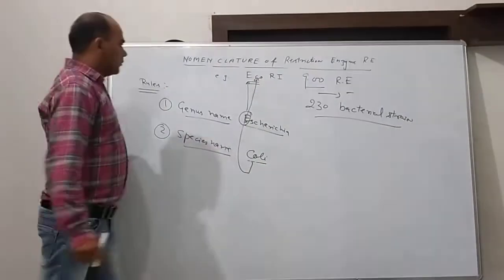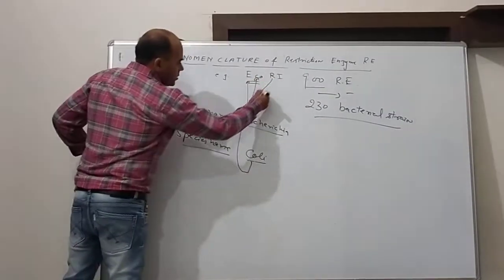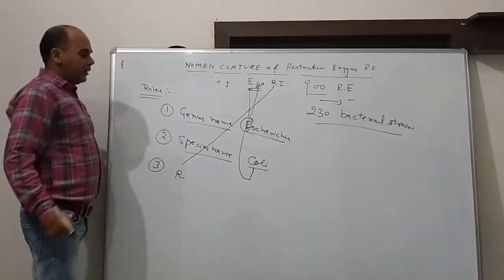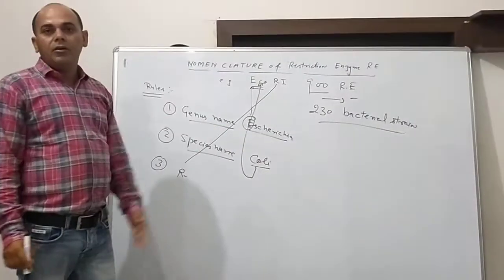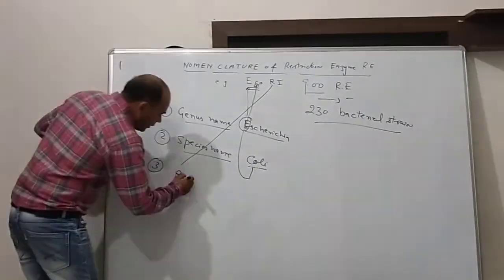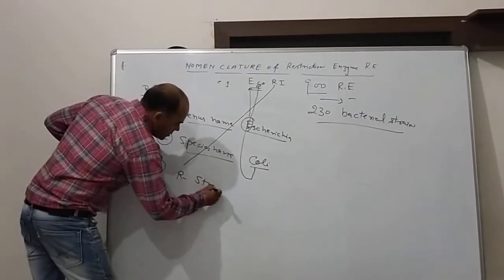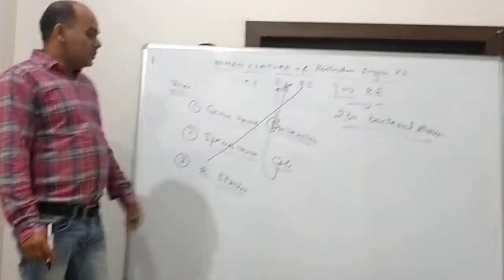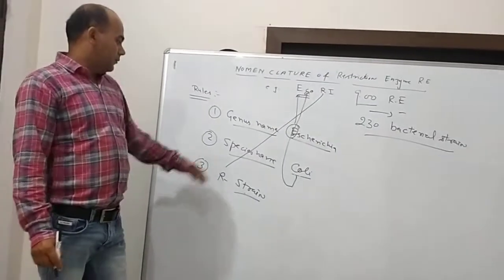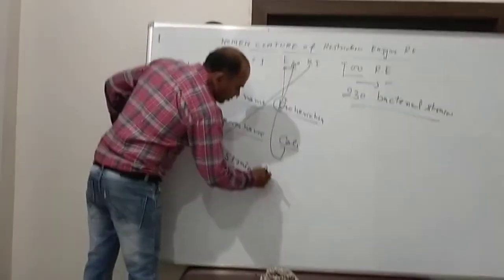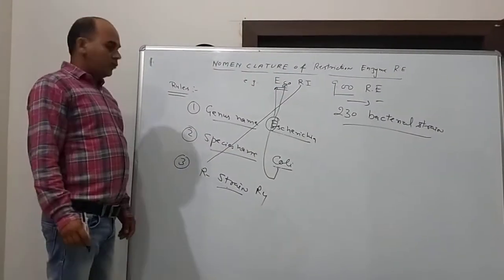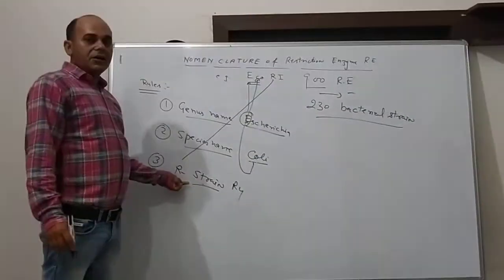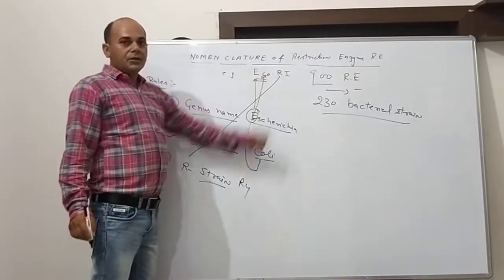The next letter given here is R. R indicates the strain of the bacteria. It indicates the strain, which means type. The complete name is RY, so we will take only R. This is the strain of the bacteria. R we can put here.